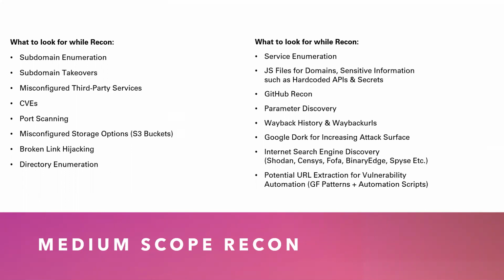I have used it personally for a long time now. Shodan and Spice are the two tools which I prefer to have in my arsenal. Again, potential URL extraction for vulnerability automation is the same as we did before.